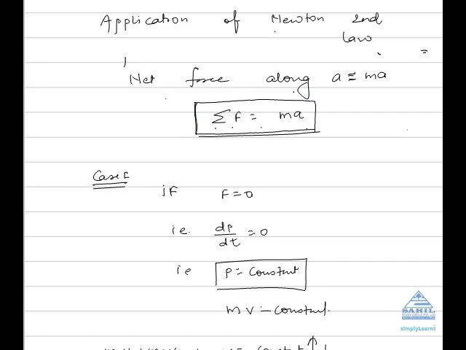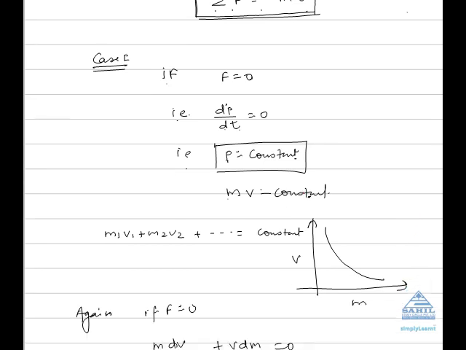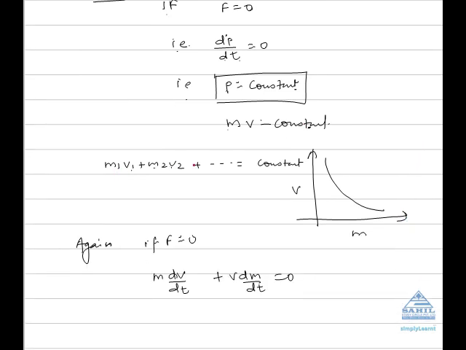Now, case 1: if F is equal to 0, meaning no external force is applied, that is dp by dt is equal to 0, then p is equal to constant. P, which is linear momentum, means mv is equal to constant. This is also called the principle of conservation of momentum, meaning m1 v1 plus m2 v2 plus m3 v3 for an n particle system is equal to constant. We also write m is inversely proportional to the velocity, and the graph is given here.